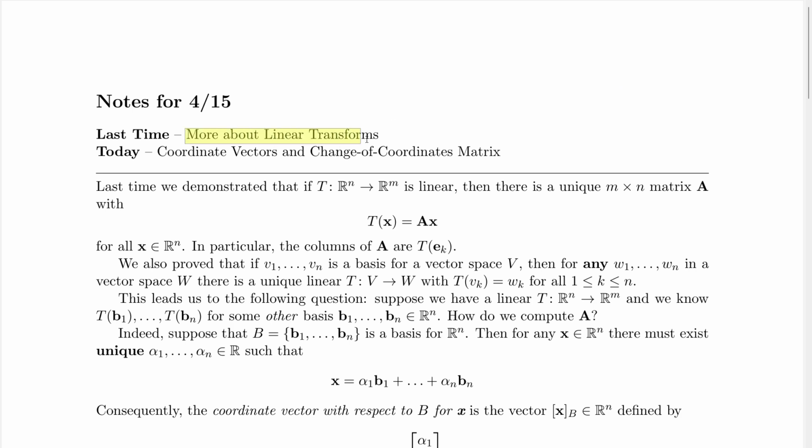Alright, so last time we talked a little bit more about linear transforms, and today we're going to look at some related ideas with coordinate vectors and the change of coordinates matrix. Last time we demonstrated that if you've got any linear mapping between Euclidean spaces, there is a unique m by n matrix A, so that the output of T is simply multiplying your input by the matrix A. So every linear mapping is given by matrix multiplication.